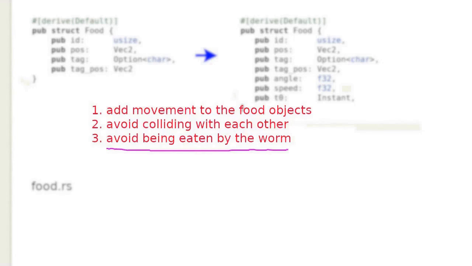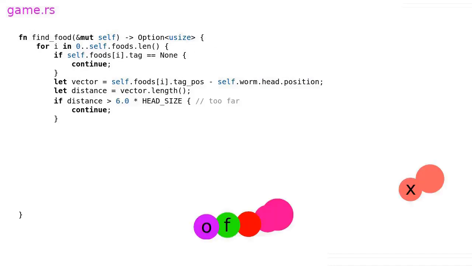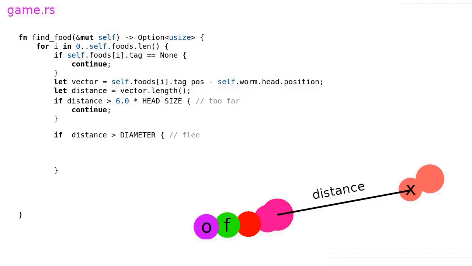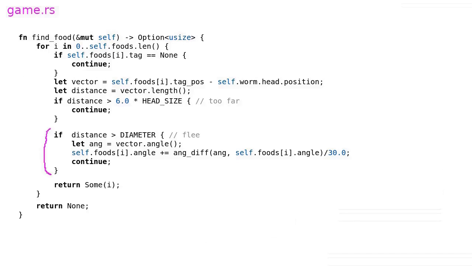Now, let's discuss the third topic. This is the method for detecting collisions between the worm and food objects. We will modify the code to introduce an escape response. If the distance between the worm and a food object is far, no action will be taken. However, if the distance is close, we will change the direction of the food object to move away from the direction in which the worm is moving. There is still room for improvement, but for now, we will stick to the current code. Let's run the application.